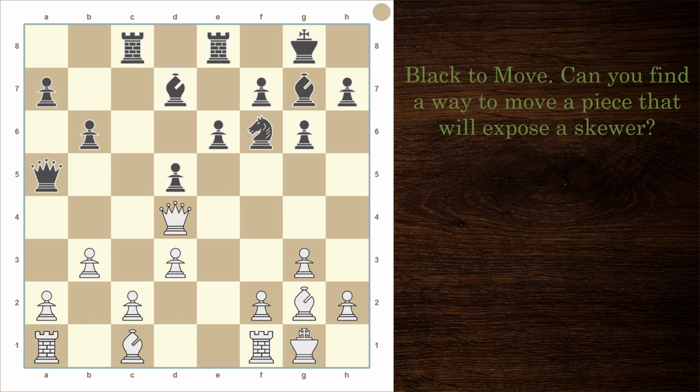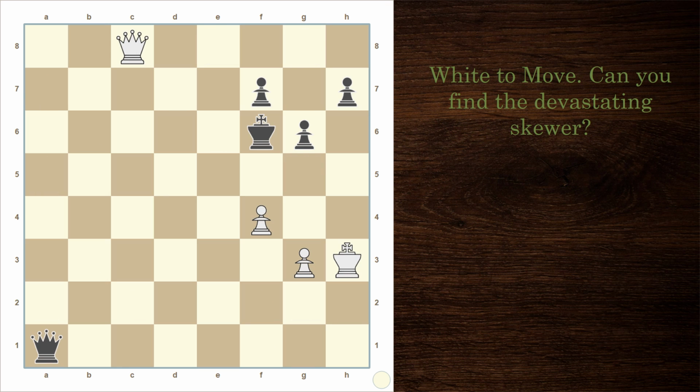Okay, in this example, it's black's turn to move. There's a piece that can move that, when it does, it leaves behind, exposes a skewer. See if you can find that move. Pause your video. Okay, the answer is knight to h5. The knight moves here to h5 and gives some additional support to this bishop. But this bishop is attacking the queen with the rook behind it. So when the queen moves out of the way, they'll get the rook.